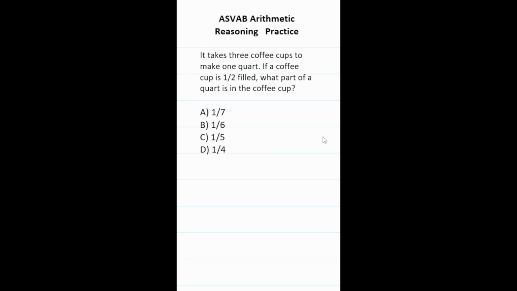So at first glance, you might think this is a conversion problem. It's not. A coffee cup is a non-standard unit of measurement. That said, we're going to use a ratio to solve this one. Again, we know that 3 coffee cups correspond to 1 quart. We want to know how many quarts are in a half of a coffee cup. So that's going to be our ratio there.